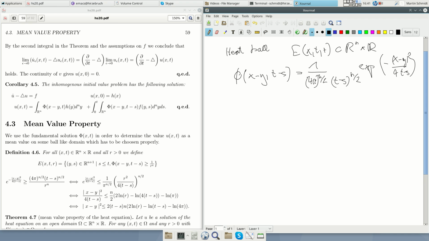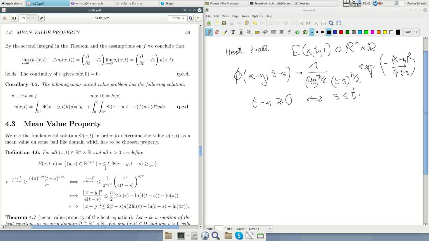And here we typically assume that t minus s is positive, so larger or equal to 0. This means, of course, that s is smaller than t. So the times in the heat ball are always smaller than t. Here we have written this extra.